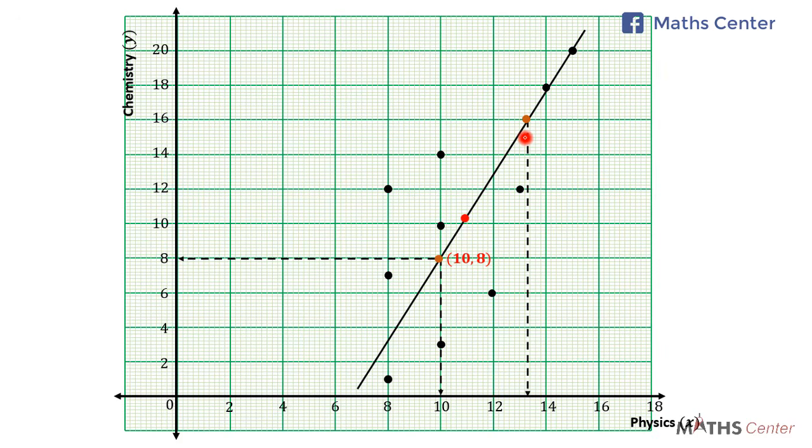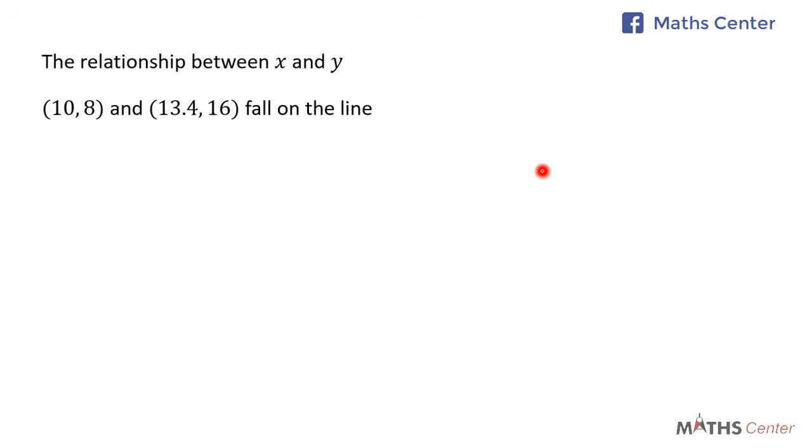For this point, I'll trace it to the x-axis to get the x-coordinate. I'll trace it to the y-axis to get the y-coordinate. The y-coordinate here is 16. The x-coordinate here from my graph is 13.4. So the coordinates of this point are 13.4, 16. So I have the coordinates of 2 points that fall on the line. I can use these coordinates to find the gradient of the line. Let's do that. So from the graph, 10, 8 and 13.4, 16 fall on the line. With this, I can find the gradient of the line.